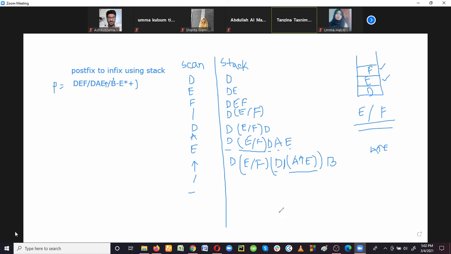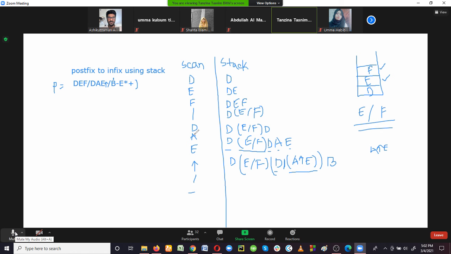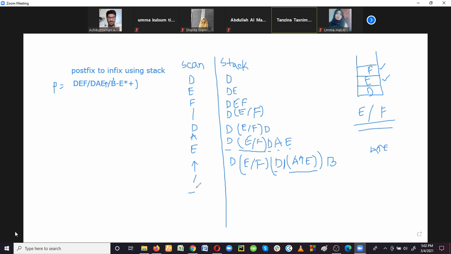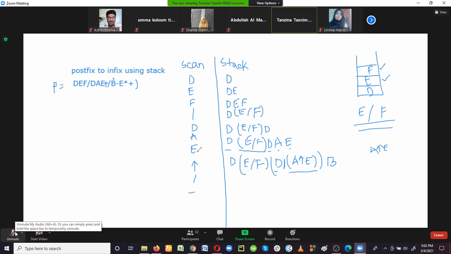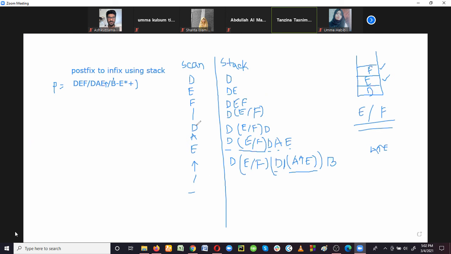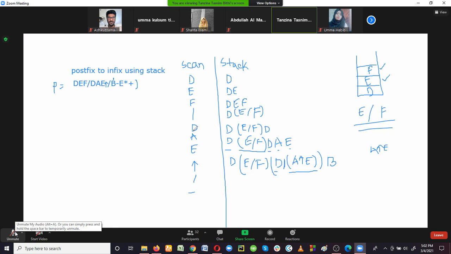Actually, the problem is that we didn't write all the operands here. That's why it's really safe to write all the things. Although it will take some time, it's really safe if you maintain the whole procedure, if we write the whole thing.